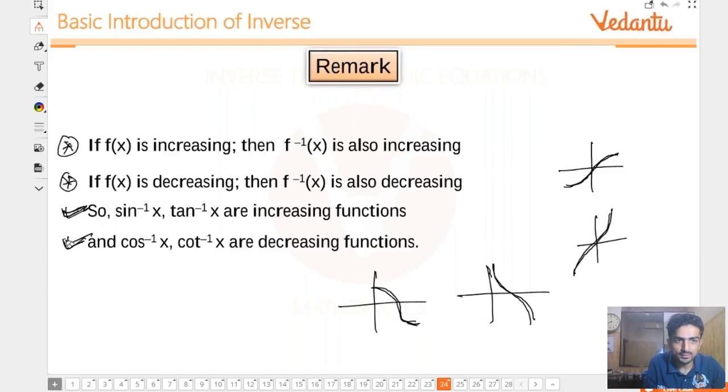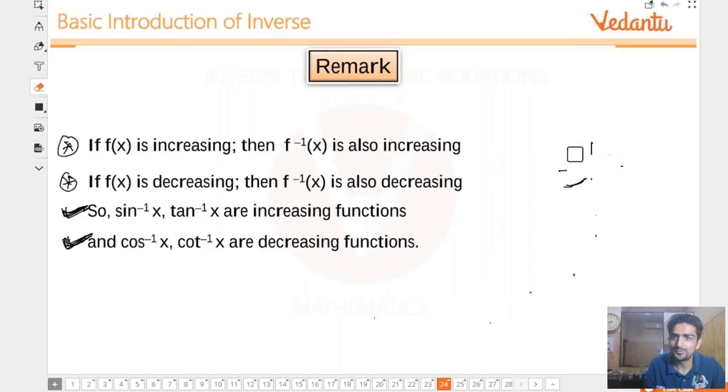These 2 points I'll be using after about 2 lectures in the questions of finding range. There, I am pretty sure most of you will forget this. I'm telling you today only, you're going to forget it. But I'm just hoping that you will remember that sine inverse and tan inverse are increasing, cos inverse, cot inverse are decreasing. Better you will forget, it happens. But still, just telling you.